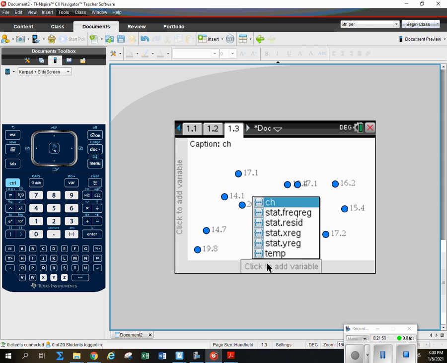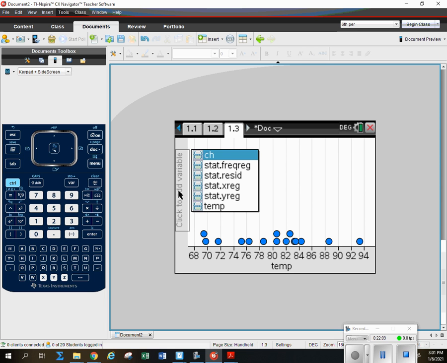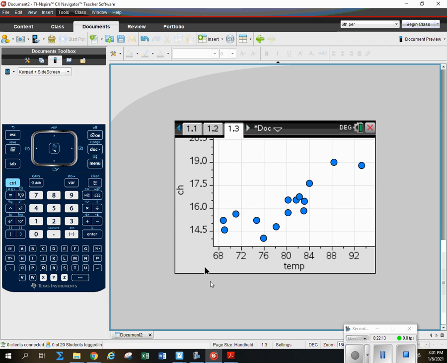Ignore those other strange things that all start with stat. We're looking for temp because that was our x's, and then we move our cursor over where it says click to add variable on the left-hand side, and those were the chirps per second. Now this starts to look like a scatter plot.